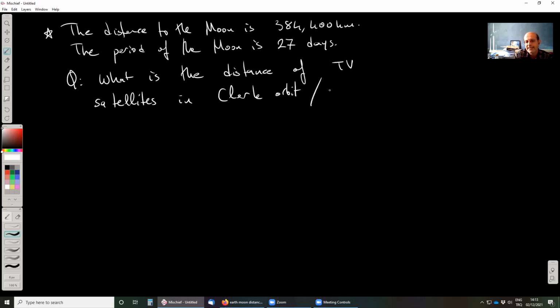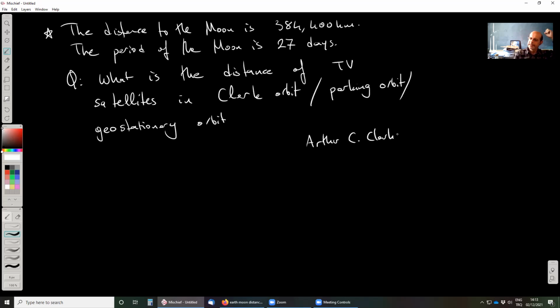Some people call this the parking orbit. And some people call these geostationary orbits. Why do they call it Clarke orbit? So Arthur C. Clarke was the first one. He's a science fiction writer. He's the first one who mentioned this kind of thing.